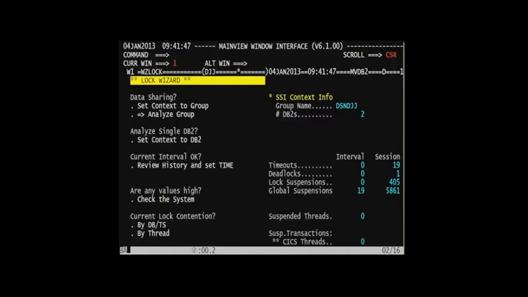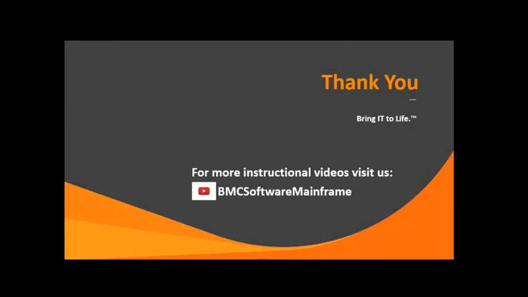I would like to take this moment to thank you for your time. As you can see, MainView for DB2 can provide a lot of information around DB2 locking and tries to present that information so that you can use it to solve locking problems in your environment.